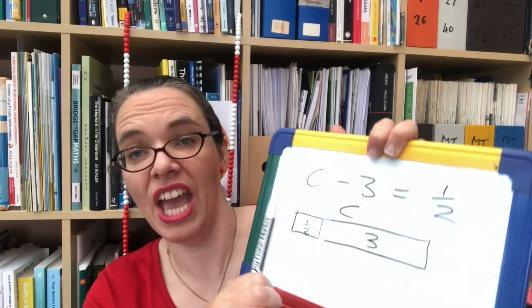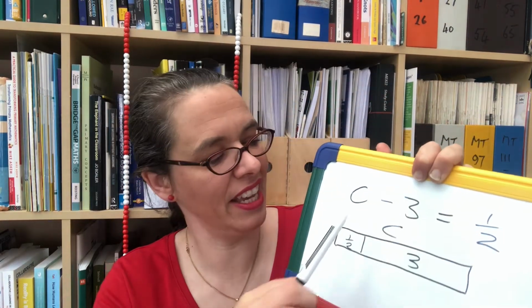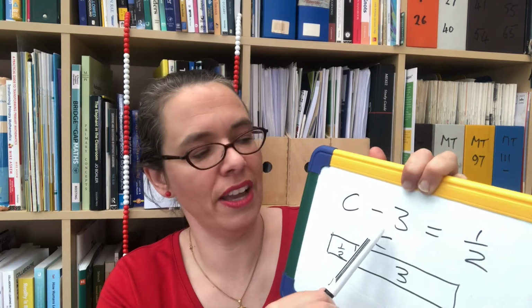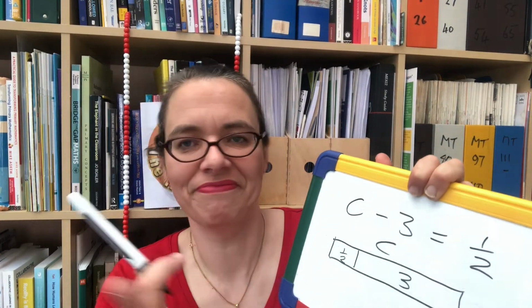And if you check that, and it's always a good idea to check it, 3.5 subtract 3 is a half. If you can teach children to check their algebraic solutions always at this stage, that would be awesome. Thank you so much. It will set them up in good stead for life.